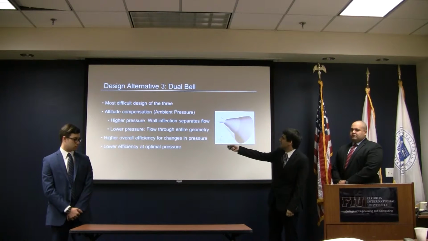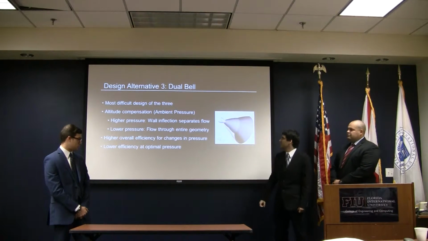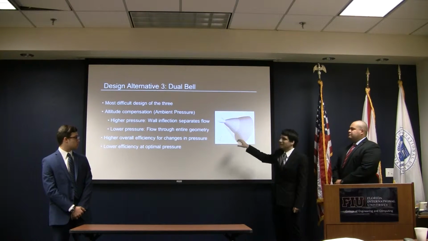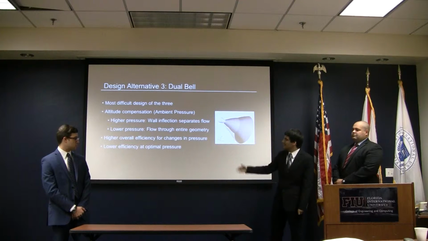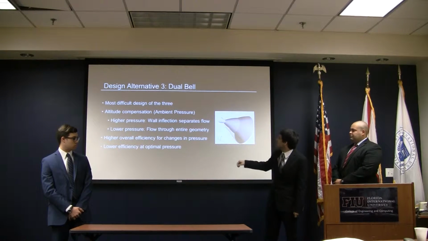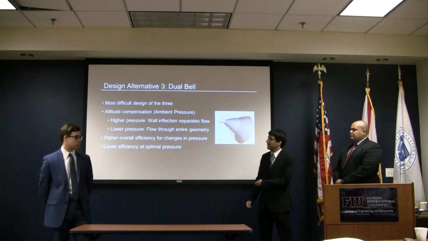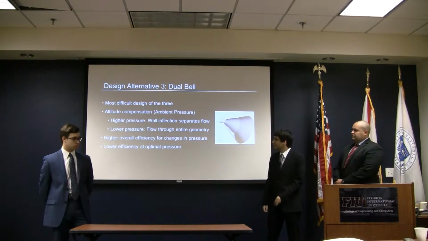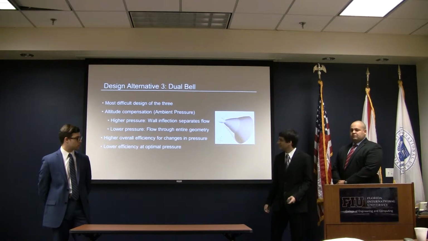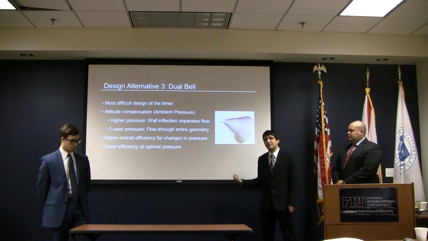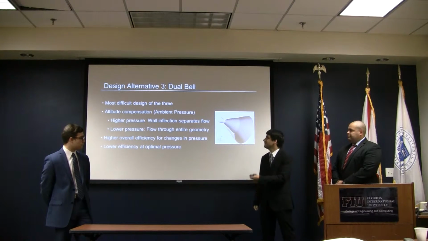What happens literally at higher pressures is that this wall inflection, as you can see here, will be separating the flow, and it will be treated as a regular bell nozzle. And then at lower pressures, you're going to have under expansion, where the flow will fill the entire geometry. The main advantage of this one is its higher overall efficiency across changes in pressure. However, compared to the bell nozzle, it's not as efficient at the design optimal pressure.